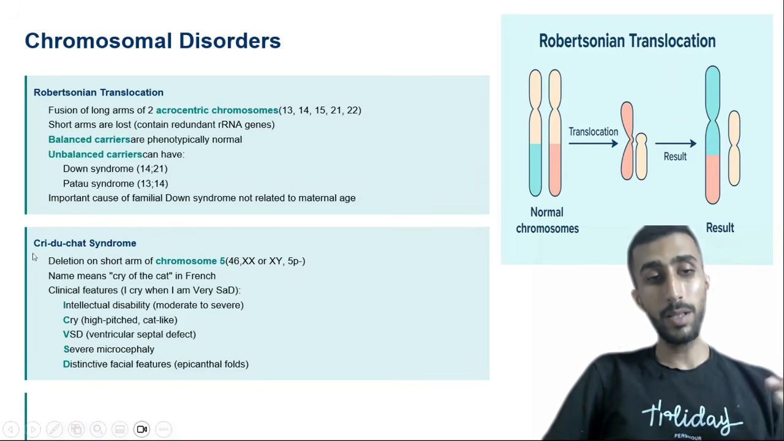Next is another disease, called Cri-du-chat syndrome. It is a deletion on the short arm of chromosome number 5. So they have 46 chromosomes, but there is a deletion at the short arm of chromosome number 5. It literally means cry of the cat in French. So these people will have intellectual disability and the cry of the cat, which is high-pitched, cat-like. Ventricular septal defects, severe microcephaly, very small head, and distinctive facial features such as epicanthal folds.